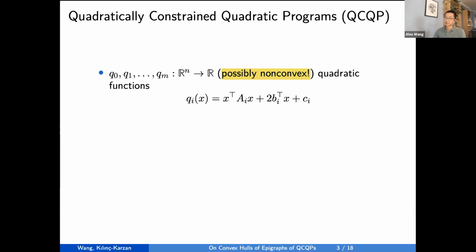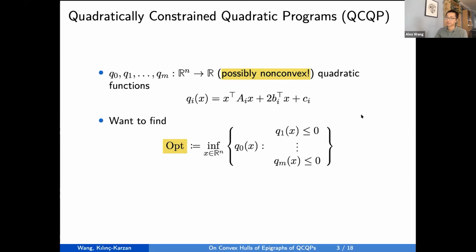In this problem, you're given Q0, Q1 through Qm. These are quadratic functions mapping R^n to R. I'm going to write each one as a sum of a quadratic form defined by a matrix A_i, a linear form defined by a vector b_i, and some constant c_i. In this problem, we're trying to find the minimum value of Q0, subject to the constraints that Q1 to Qm are each non-positive. This is a very general class of optimization problems, and it captures things such as max cut, or 0-1 binary programming, or even general polynomial optimization problems, which can be reduced to QCQPs.